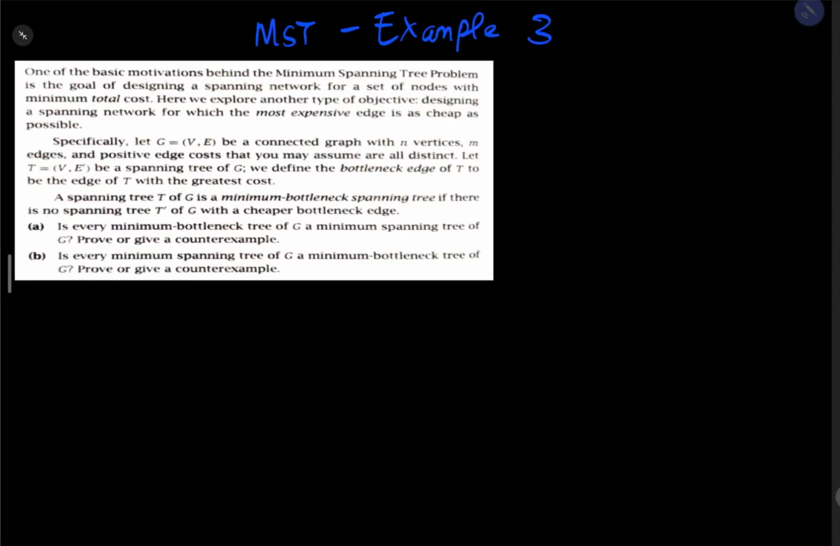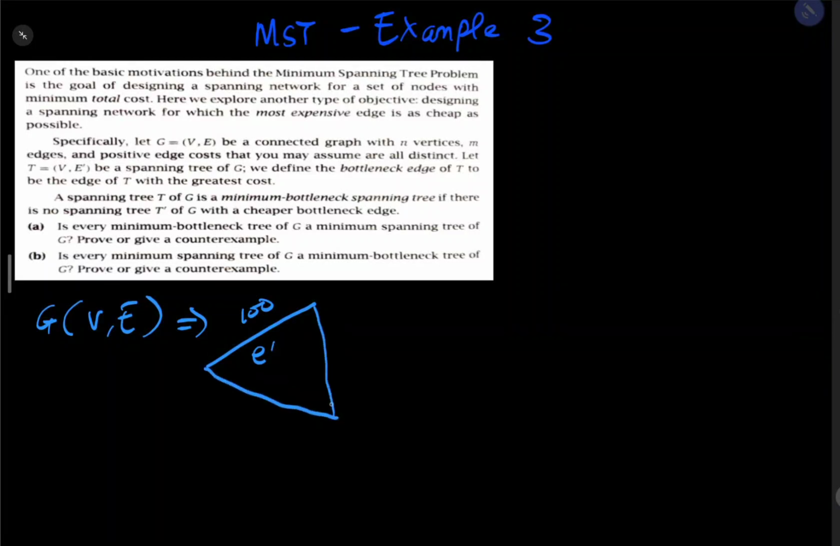So we're going to take our counterexample. Let's consider this graph. We have a graph with edges. Let's call this edge E prime, and the cost of this edge is 100. We have another edge. Let's call this edge E star, and let's call this edge E. And we have a cost of 10 and 10 on both E and E star.